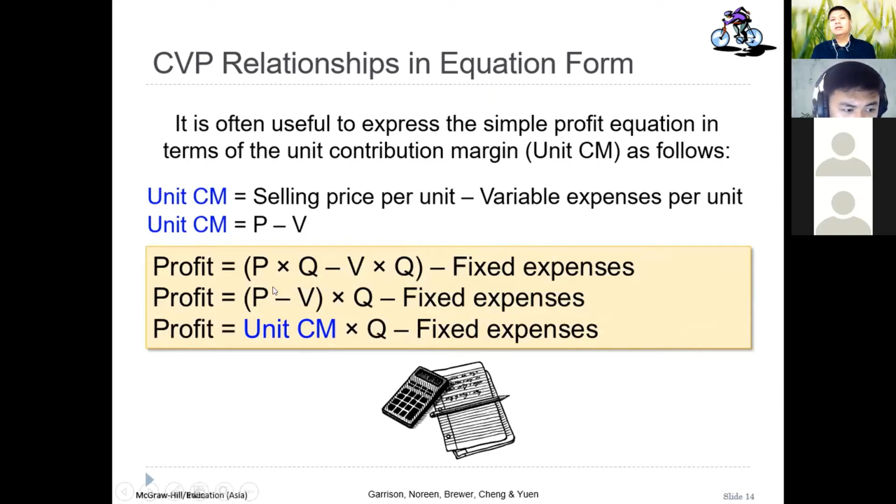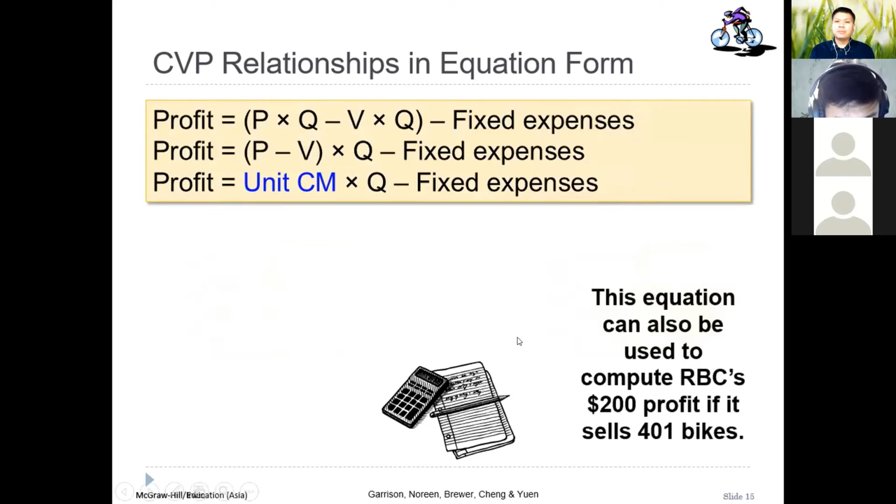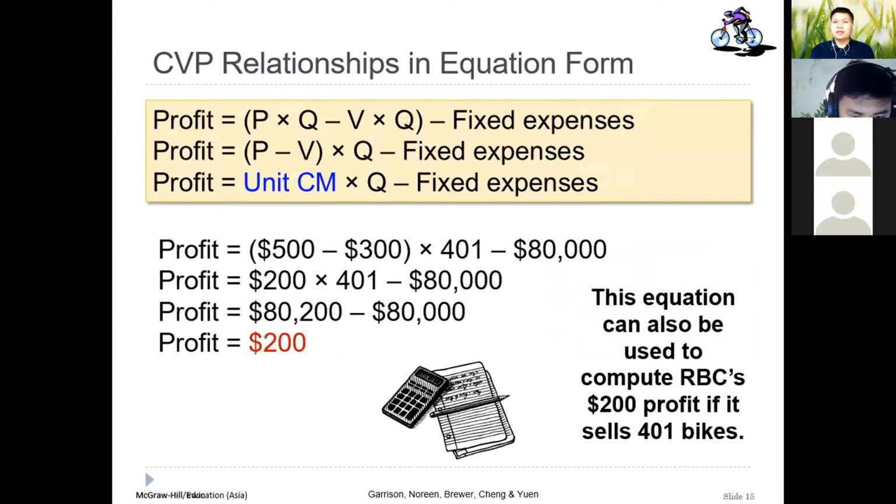So earlier, how do you compute for, earlier, we had the expanded equation form. Now, it's just this: unit CM times Q minus the fixed expense. So this equation can also be used to compute RBC's 200 profit if it sells 401 bikes.